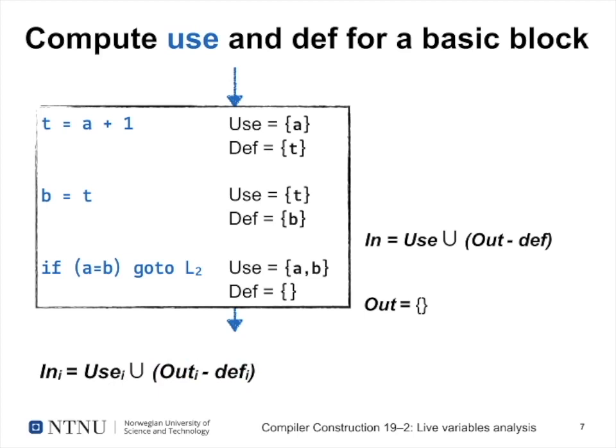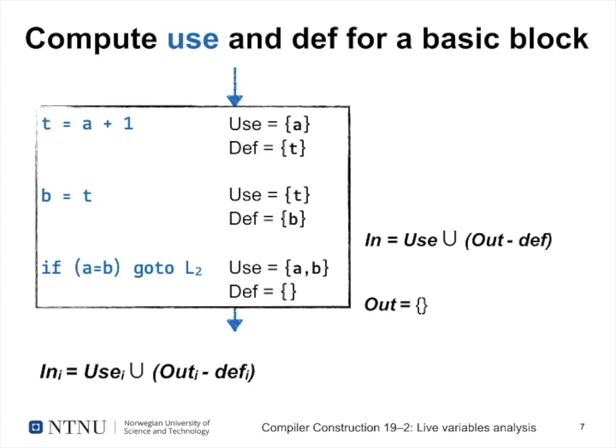So now we're starting from the end of our basic block here, with the last instruction, which is our if instruction. We've set our defs here to be empty, so we just have an if, so we don't define any variable here. And of course, for this instruction, we are using two variables here. We're comparing a and b, so we're using a and b. For the instruction on top of that, b equals t, we are using t, we're reading its value, and we're redefining b because we're assigning something to it here. And our first instruction on top uses variable a and defines variable t.